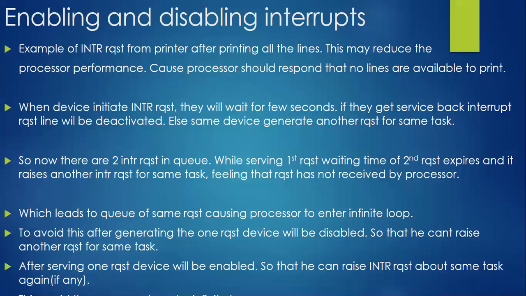That's why the last point states, after serving one request, the device will be enabled so that it can raise an interrupt request about the same task again. But only if anything is available can it raise for the same task. Otherwise, it will generate for the other task. So this will avoid the processor entering an infinite loop. The enabling and disabling concept is very, very important, students.